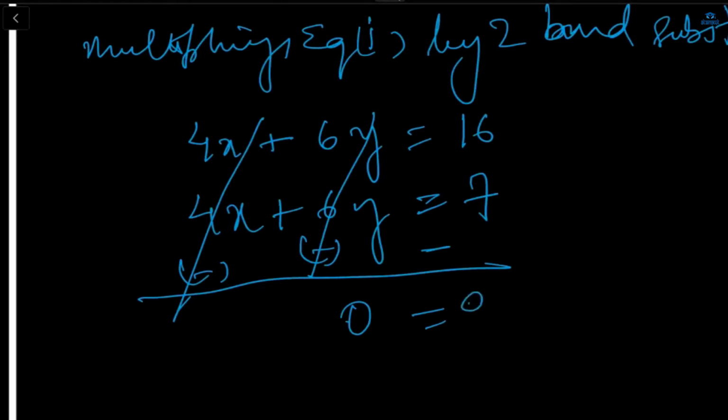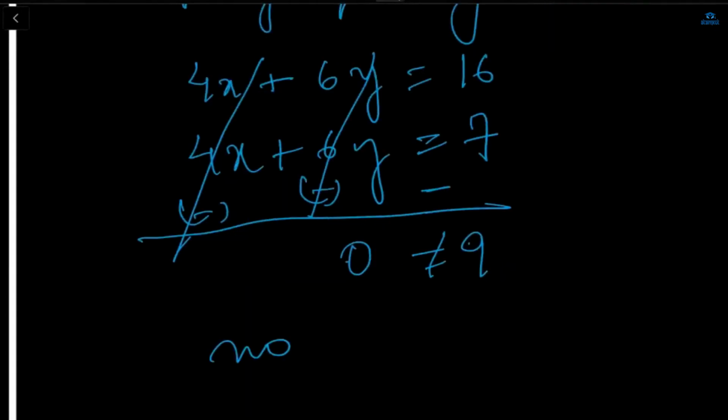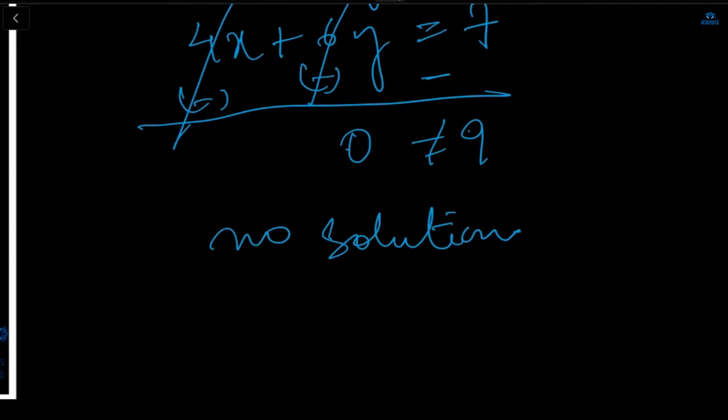So 0 is not equal to 9, which means no solution. No solution, the lines are parallel. Understood? If both the variables got cancelled and LHS is not equal to RHS, that means there is no solution. And if LHS was equal to RHS, then there are infinitely many solutions.